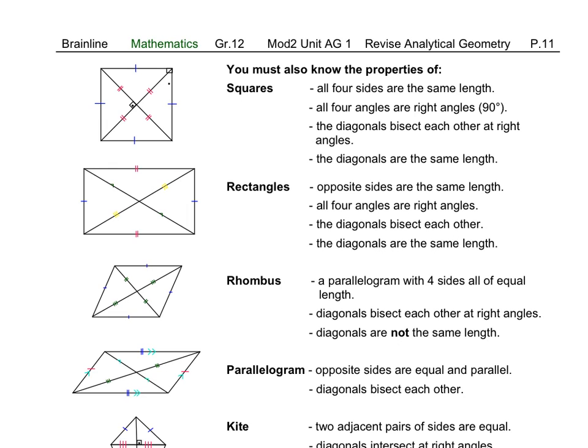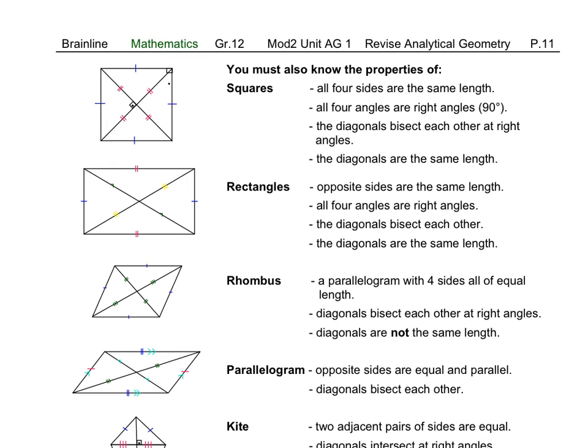Then for a rectangle, the opposite sides are equal in length. All four angles are right angles. The diagonals bisect each other and they are also equal in length. Then the rhombus is a parallelogram with four sides of equal length. The diagonals bisect each other at 90 degrees, but the diagonals are not the same length.